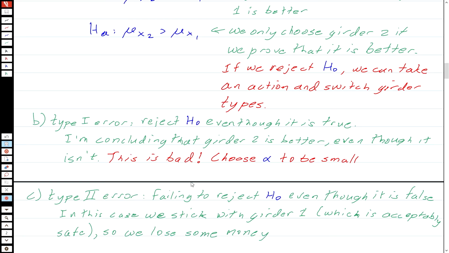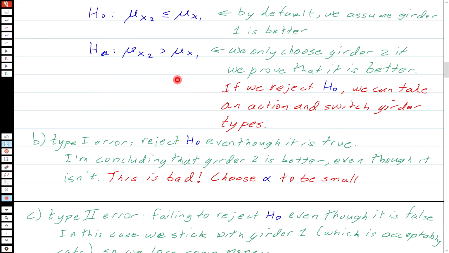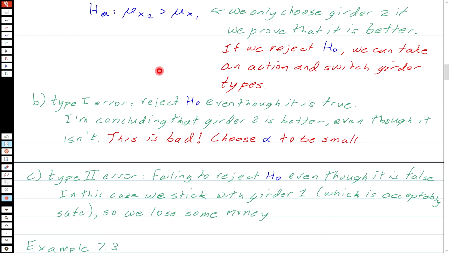In this context, type 1 and type 2 errors are as follows. The type 1 error is that we reject H naught even though it is true. And there I'm concluding that girder 2 is better even though it isn't. And this one is bad. So we should choose alpha to be small. We don't want to use girder 2 if it isn't better. Type 1 error is saying that we've rejected H naught, we've found that girder 2 is better when it actually is not. Okay, so we want to avoid that. So we should choose alpha to be small, but again, we can't choose it to be too small. Basically, if we choose alpha to be 0, we'll never do anything because the confidence interval becomes infinite.